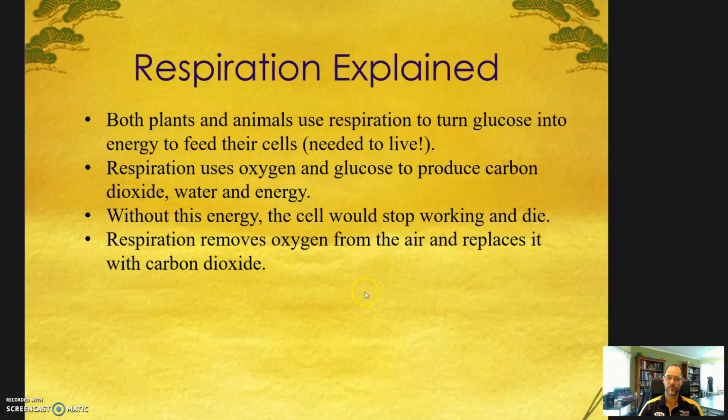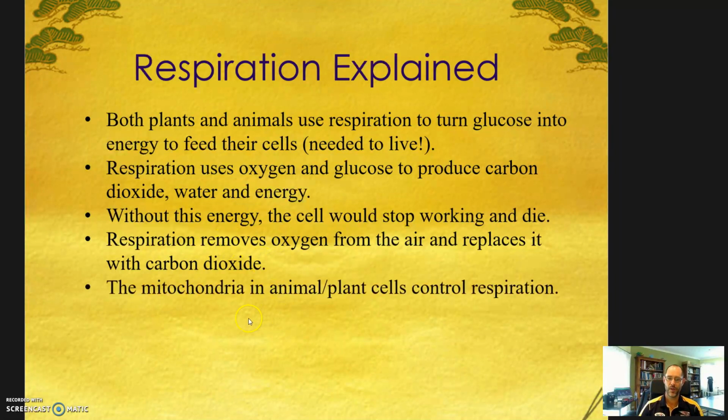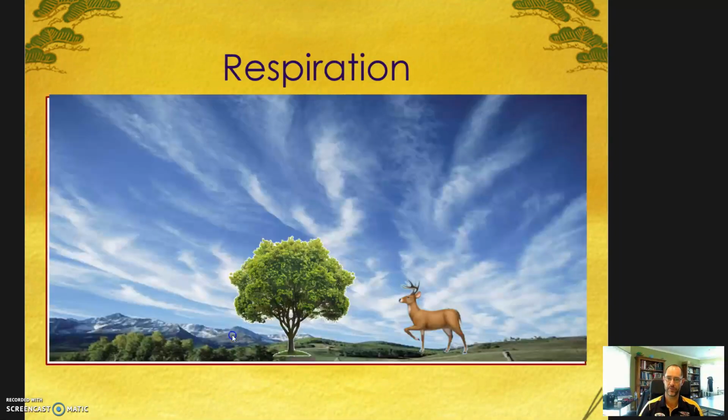So the reaction in terms of the gases is taking oxygen out and putting carbon dioxide back into the atmosphere. So if you remember, photosynthesis was the other way around. It draws carbon dioxide out of the air and outputs oxygen, and respiration draws oxygen out of the air and puts carbon dioxide back. So it's a cycle. And in our cellular structures, both plants and animals, the mitochondria is what controls respiration.